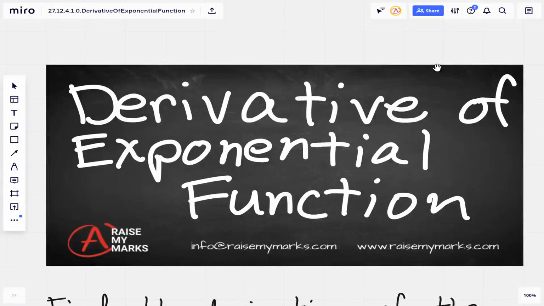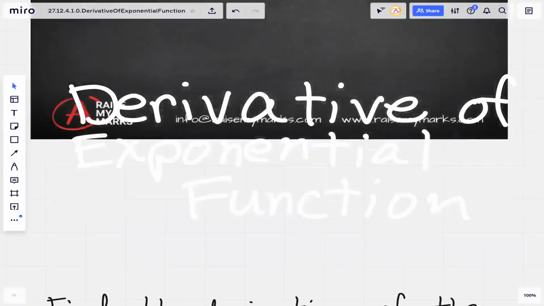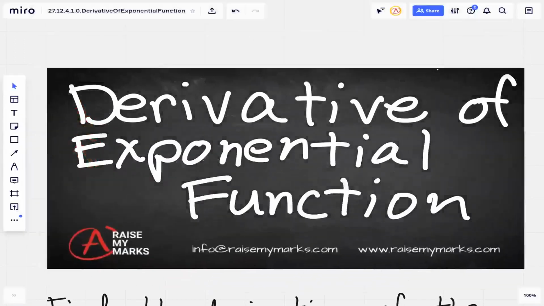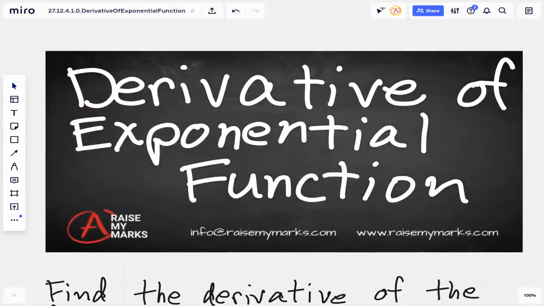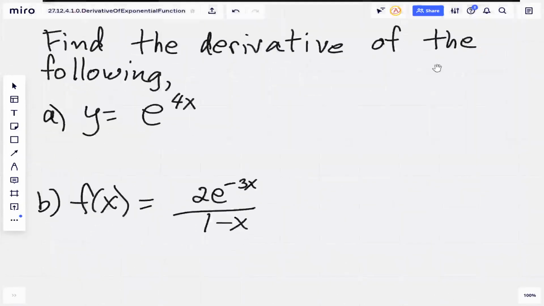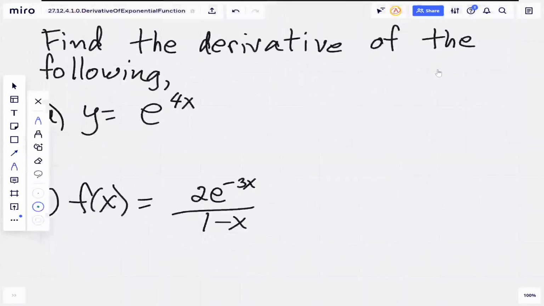Hello, we're looking at the derivative of the exponential function. New board. Okay, so let's find the derivative of the following functions.